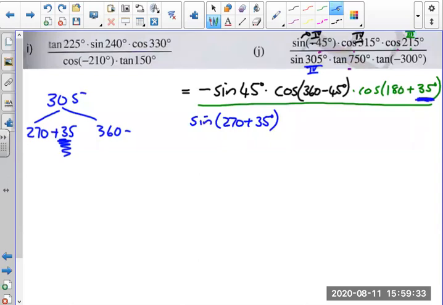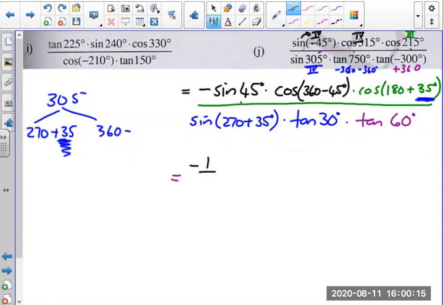750. Angles larger than 360: subtract 360. Subtract 360 again. So I'm going to subtract 360 and I'm going to subtract 360 again because then I'm left with tan 30. And you know where that is? What am I going to do with this minus 300? Well, I don't like negative angles. So just add 360. And 360 minus 300 is 60 again. Okay, so I can simplify so long.